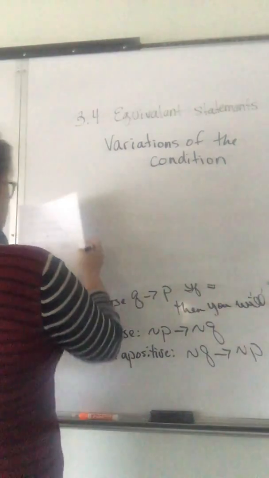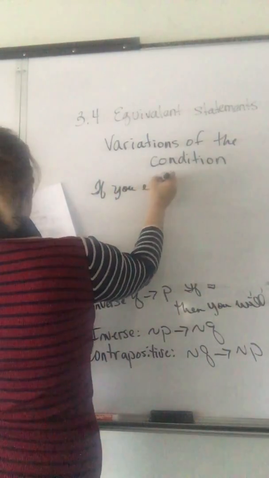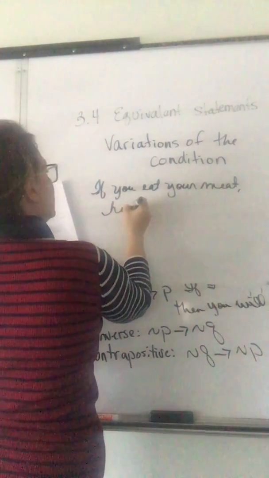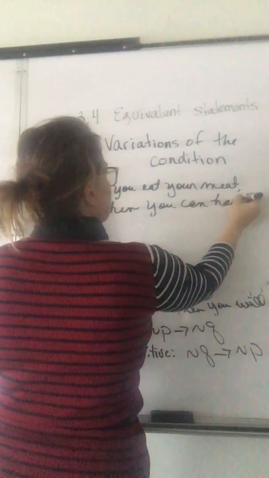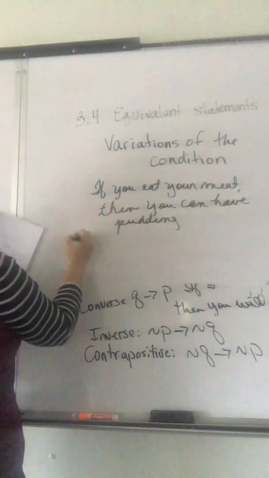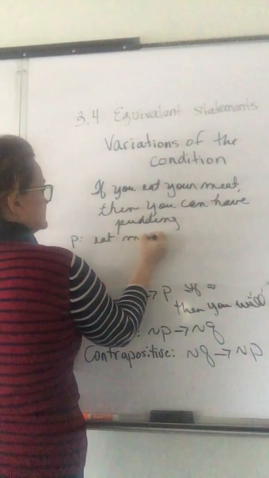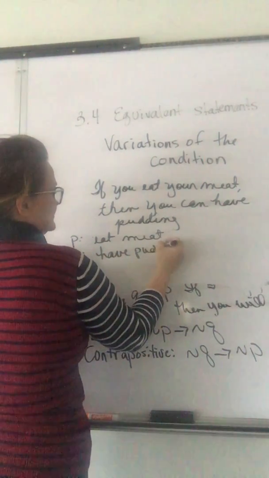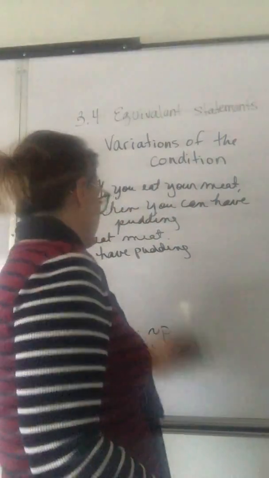So let's do it. It says write the 3 iterations of: if you eat your meat, then you can have your pudding. So we've got an if P then Q. I would call statement P, as it stands in its original form, if you eat your meat. And statement Q, have pudding. All right, so we're going to do the 3 iterations of that, switching the order and such.